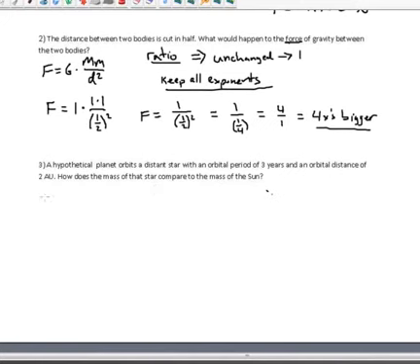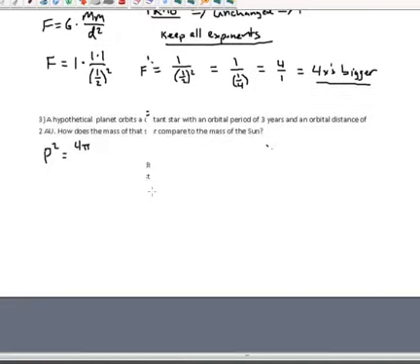What that equation tells me is that the orbital period squared equals 4 pi squared, times a cubed over the gravitational constant times big M plus little m. Now there's a little trick to this problem. It says this hypothetical planet orbits a distant star with an orbital period, okay, so capital P must equal 3 years, and an orbital distance of 2 AU. So, okay, here's my semi-major axis. Orbital distance would be 2 AU.